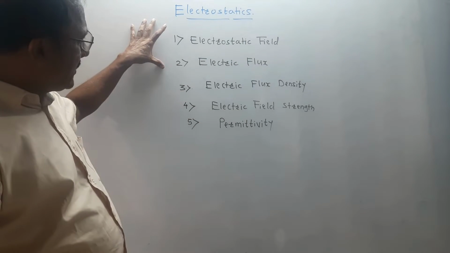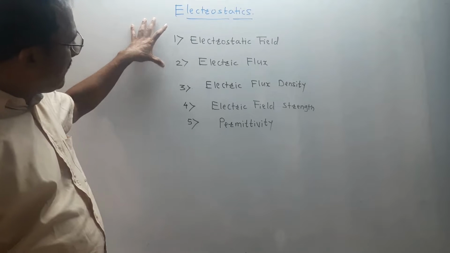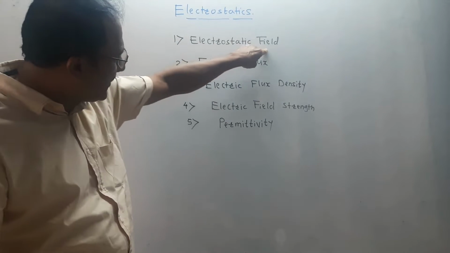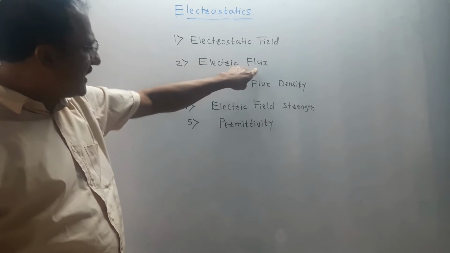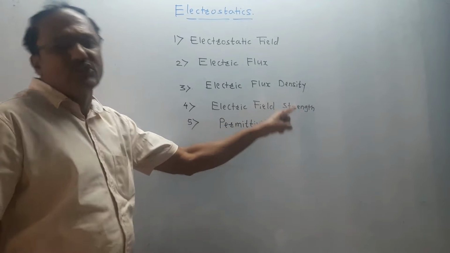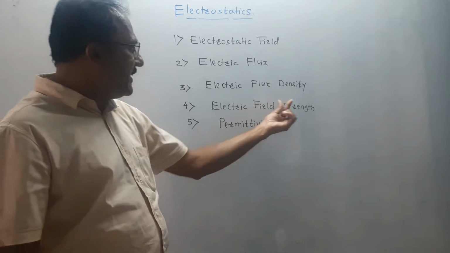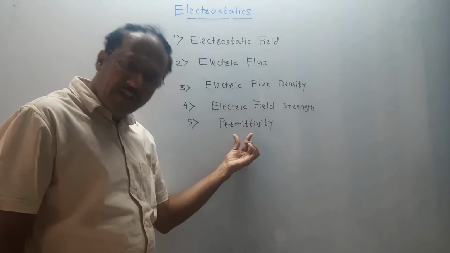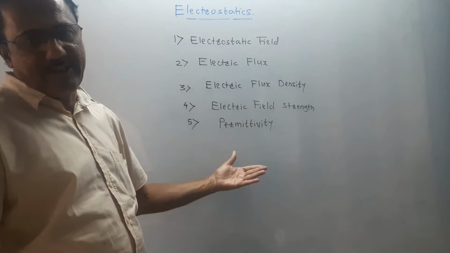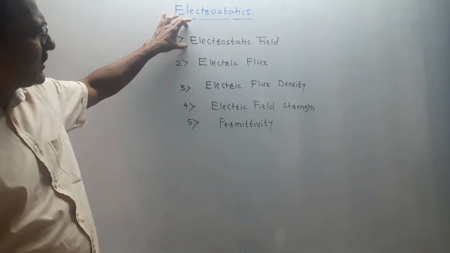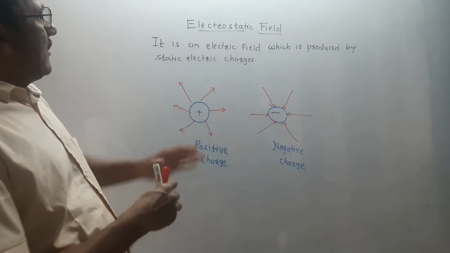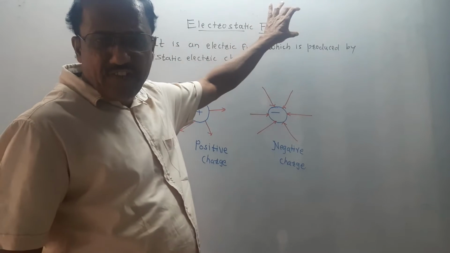In today's session, we'll be discussing the basic concepts related to electrostatics. We'll discuss electrostatic field, then electric flux density, electric field strength, which is also known as electric field intensity, and the permittivity, in which we'll be studying absolute permittivity and relative permittivity. So let us start with the first part, that is electrostatic field.